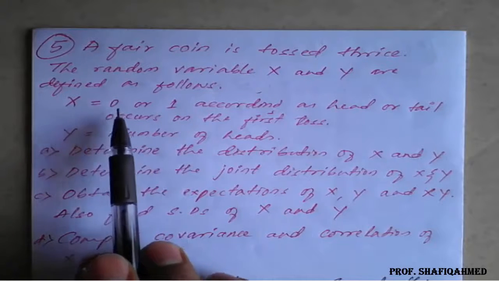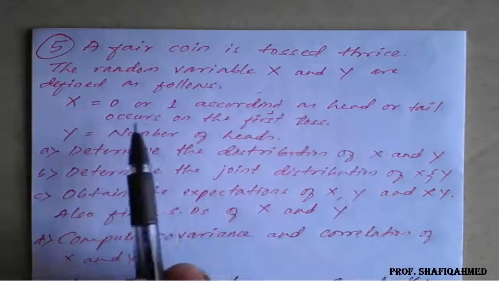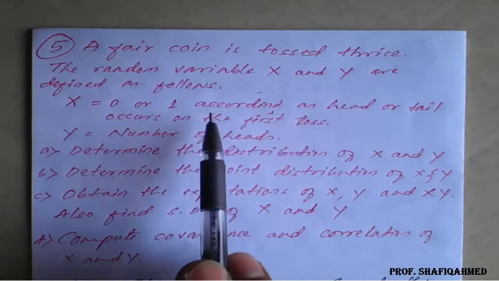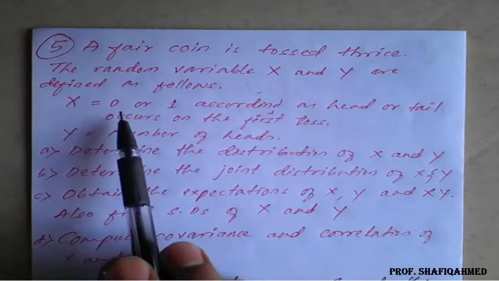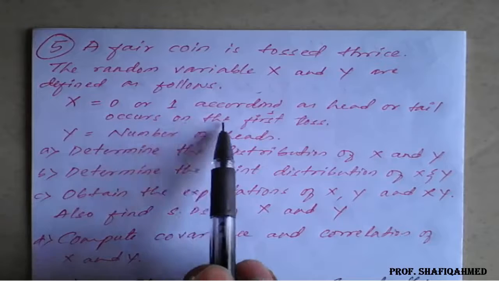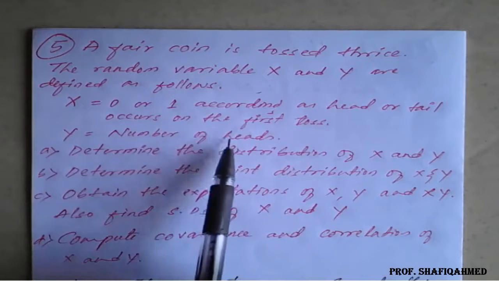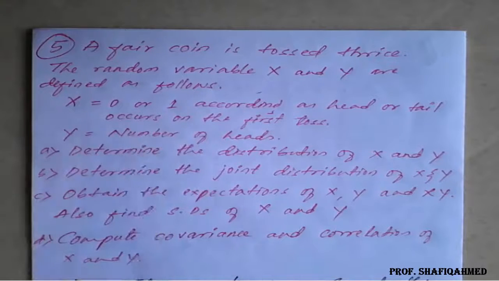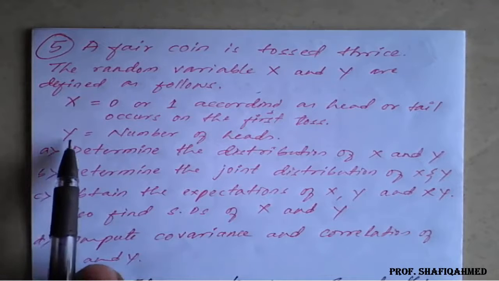X is 0 or 1 according as head or tail occurs on the first toss. When we toss a coin, if head comes we'll say it is 0, and when tail comes we'll call it 1, on the first toss. Then Y is the number of heads, that is, how many heads are coming in the tosses, which is counted by Y.